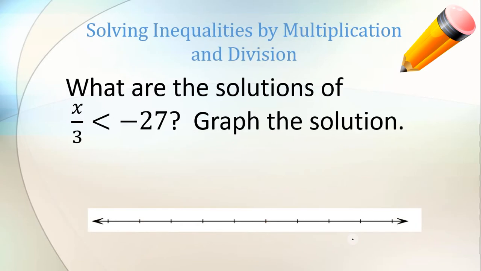So let's look at this one. What are the solutions of x over 3 is less than negative 27? So if you would approach this one and there was an equal sign, we would have multiplied by 3 on both sides.